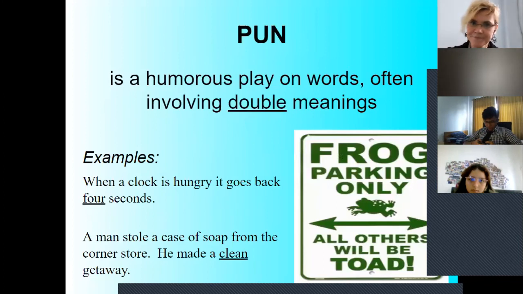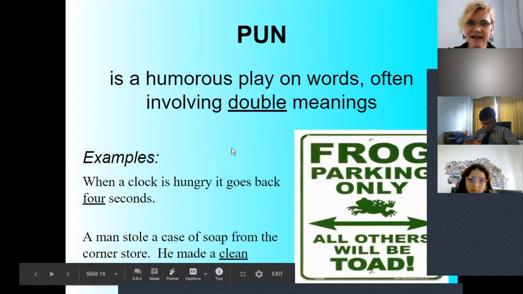A pun? Okay, that is just playing with words in a funny way. And it mostly has a double meaning. Frog parking only, all other will be towed. Double meaning. When a clock is hungry, it goes back four seconds. Or a man stole a case of soap from the corner store. He made a clean getaway. So soap and clean. That's basically the idea.